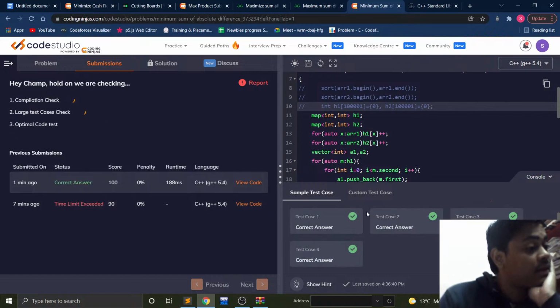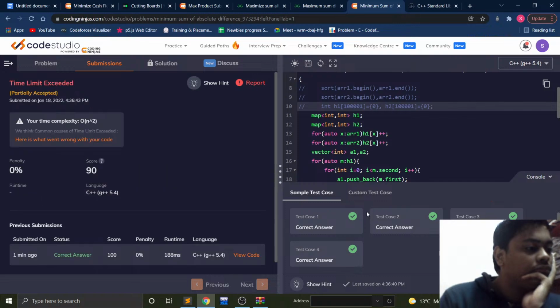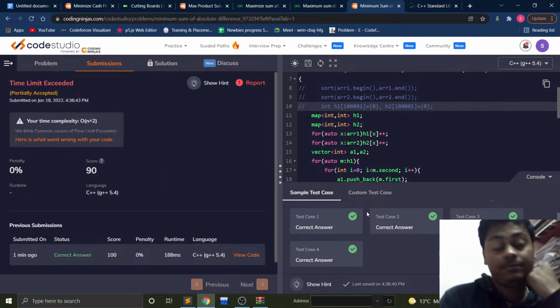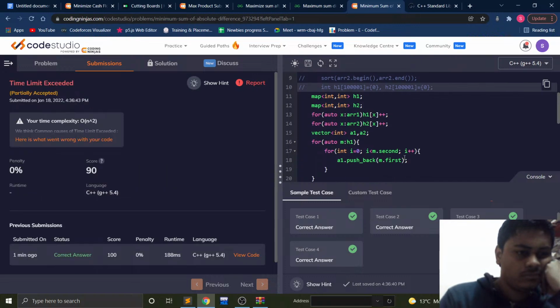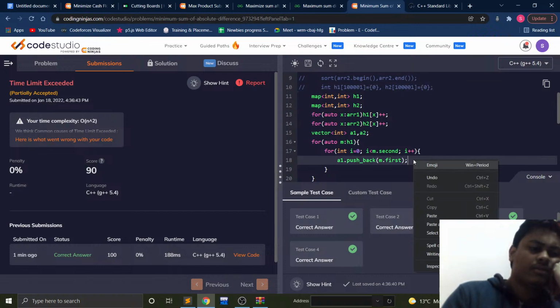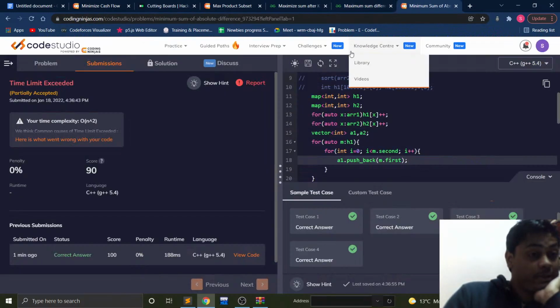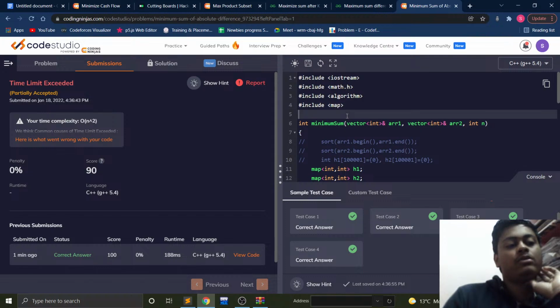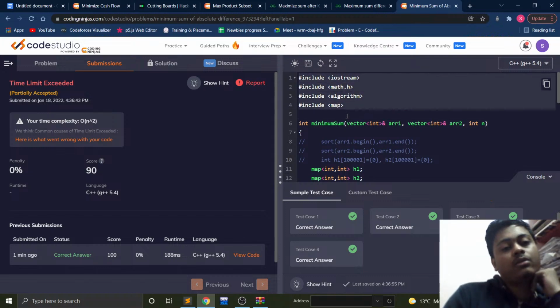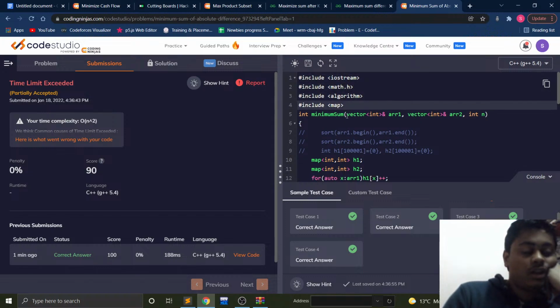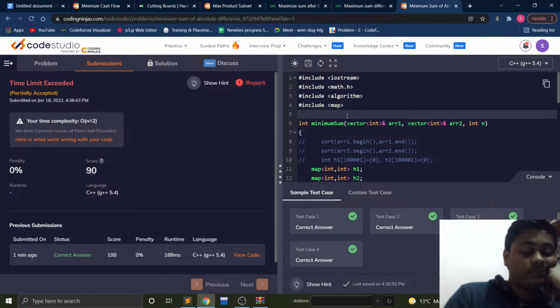Submit. That sorting is also in log n. But somehow it's giving TLE. I think because of this push_back. This is n square. Whatever. This was a new experience for me because never have I used #include like this in such a question. I don't know what they were expecting.